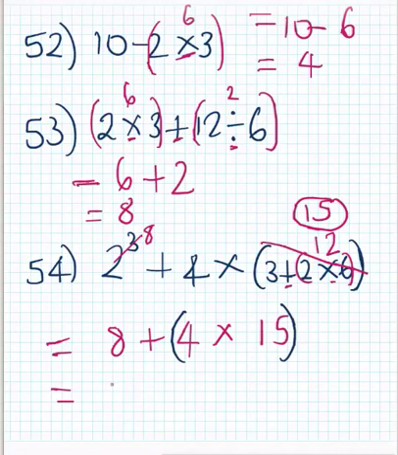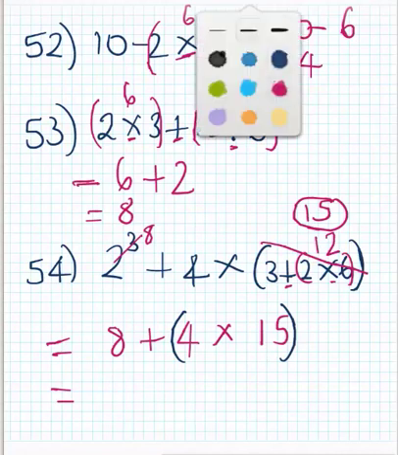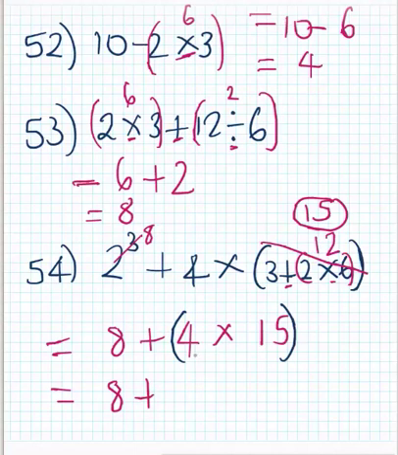So I now have 8 plus 4 times 15 to give me 60. And our final answer, 8 plus 60 is 68. So you should have had 68 for that one there.